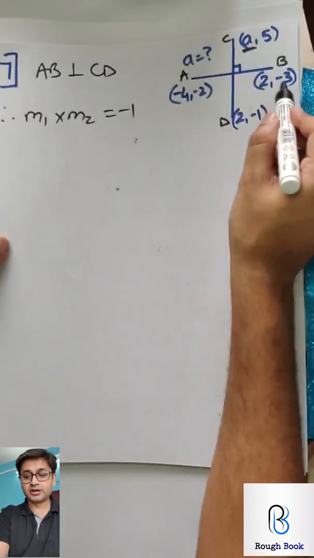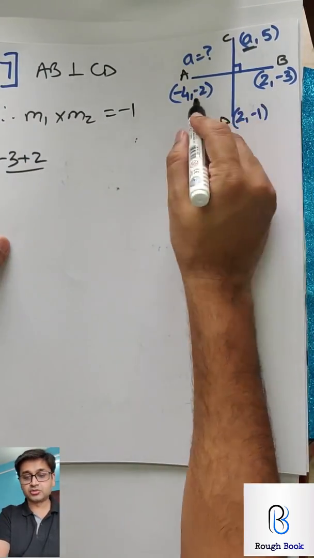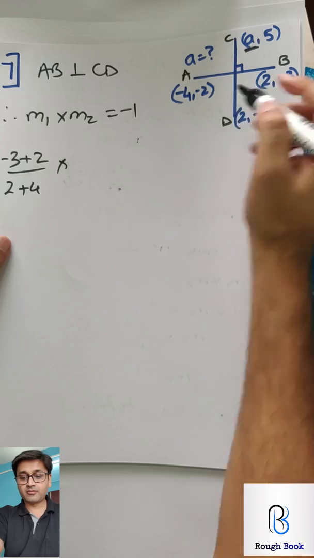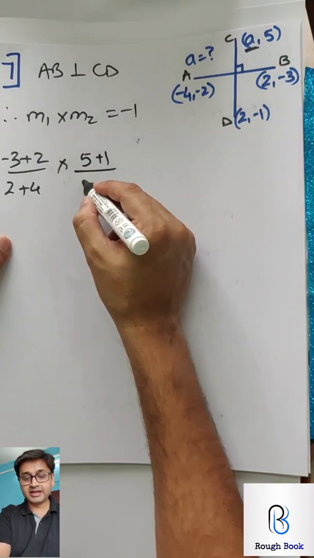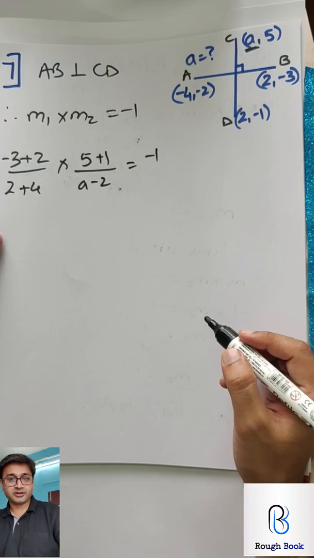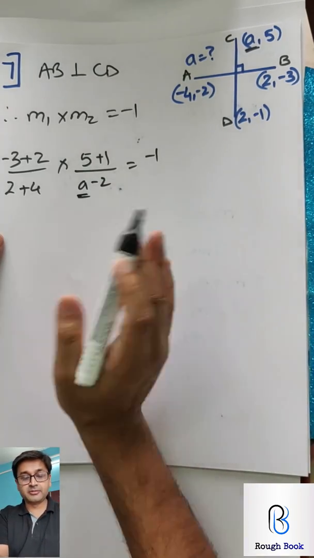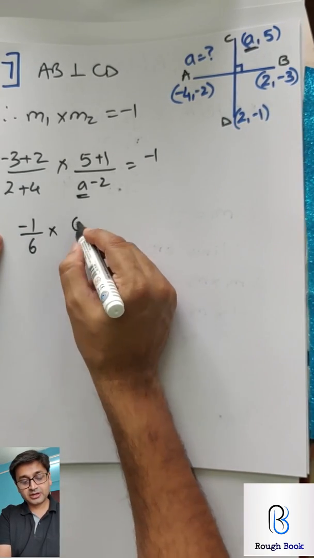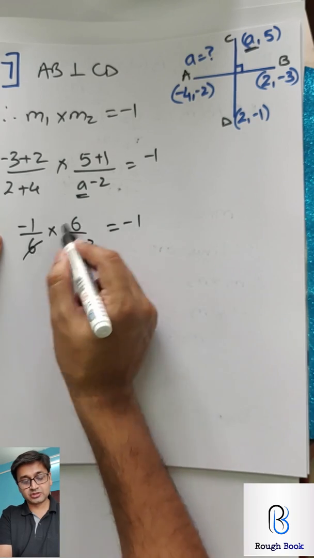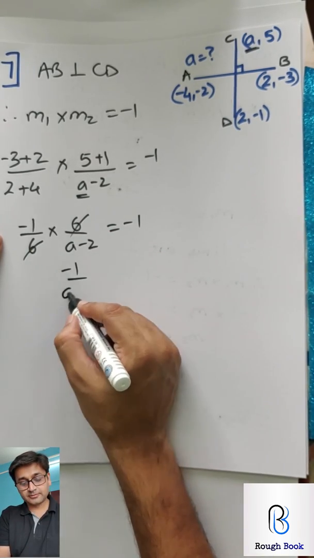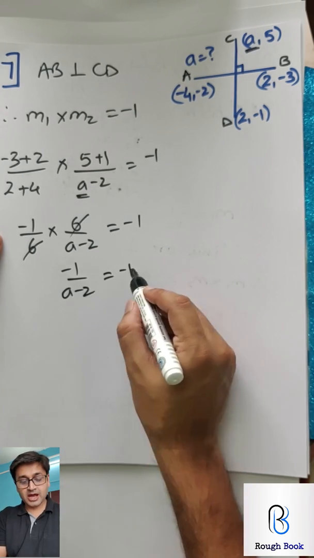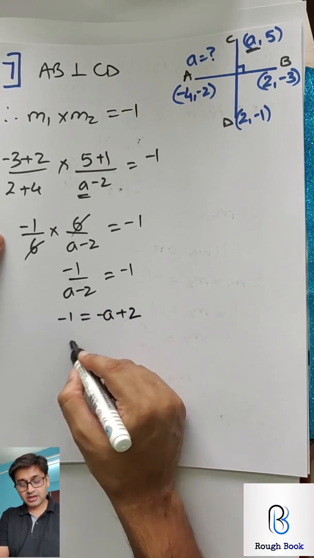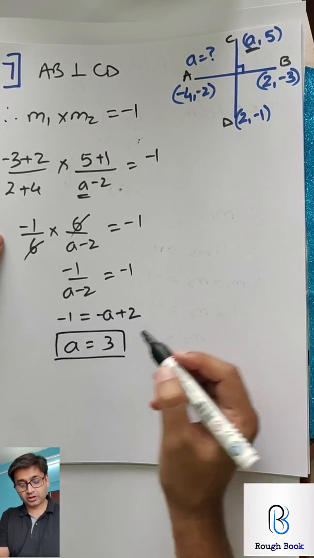So M1, this one. So minus 3 plus 2, Y2 minus Y1, and 2 plus 4, into M2, 5 plus 1, and A minus 2, equals to negative 1, correct? Always try and get the variable ahead so you never go wrong. So this is going to be minus 1 upon 6 into 6 upon A minus 2, equals minus 1. Cancels. So I have minus 1 upon A minus 2 equals minus 1. I am cross multiplying. So minus 1 equals to minus A plus 2. A comes here, 1 goes there. I got the value of A.